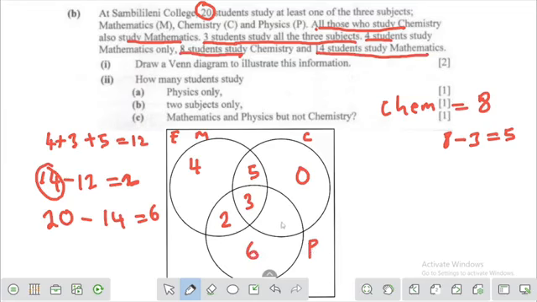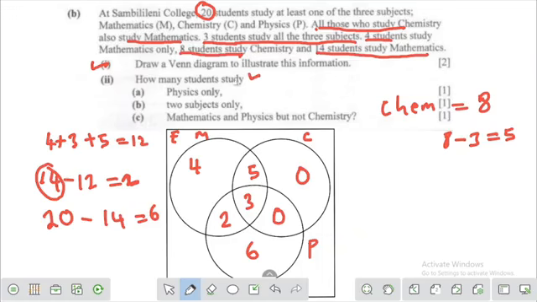Now, for the intersection here for chemistry and physics, there are no students. You can put a 0. I hope this is clear. Then, from here, what are we going to do? We have answered our question 1. We have presented this information in the Venn diagram. Now, let's move on to our question 2.